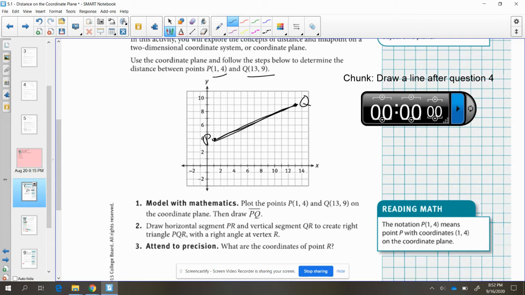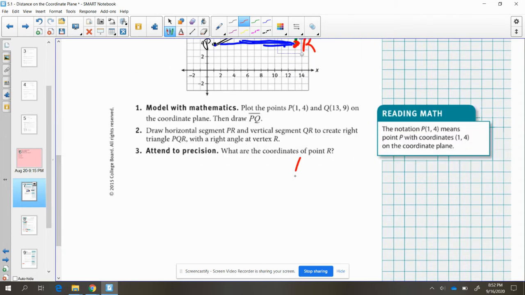So what we have to do instead is draw in where these two meet up. We're going to sketch in this horizontal line here, and we are going to sketch in this vertical line here. And notice that these 2 lines meet up at this new location, which we're going to call R. And R is located at 13, comma 4. Okay, and they want us to make a note of that, 13, comma 4.